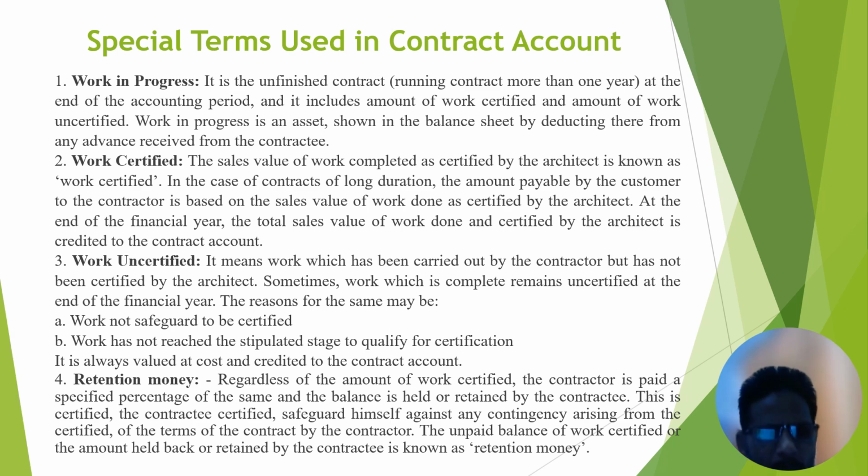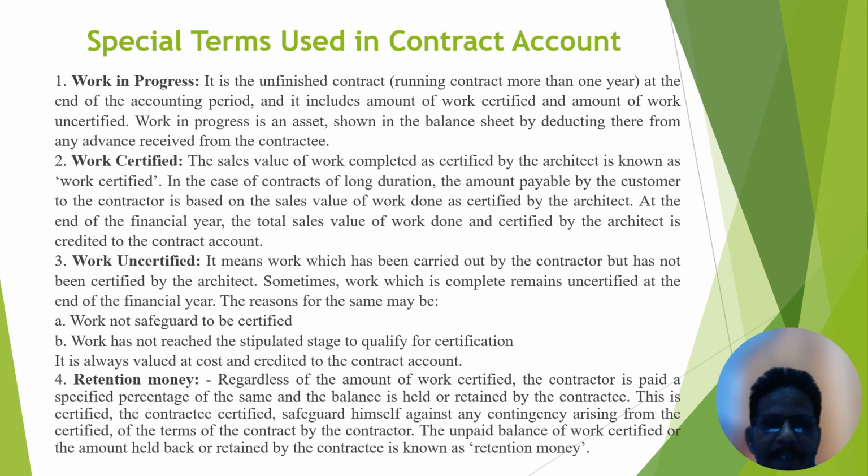For the calculation of profit up to a certain period, we have to find out how much portion of work is completed. Regarding this, according to the architect, the certified work, or the remaining work is uncertified. Work is completed, but out of those completed work, some work is up to the mark, that is work certified, and the remaining is work uncertified. Here we mention it in the contract account.